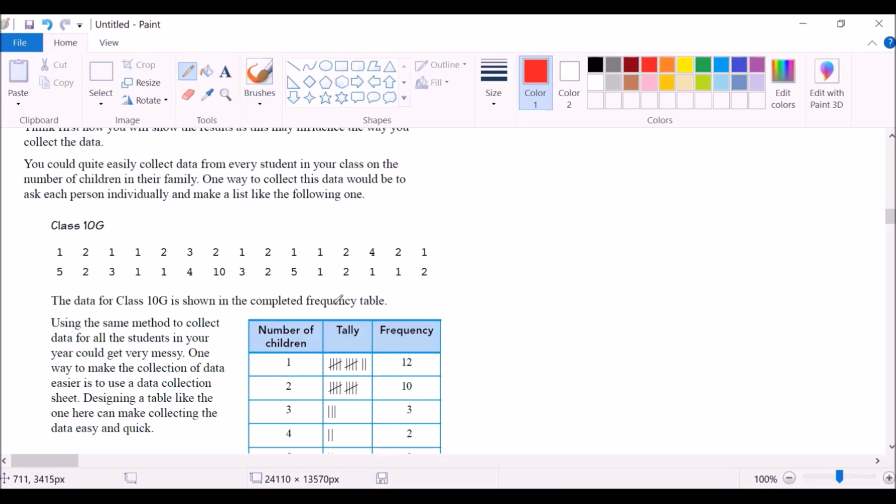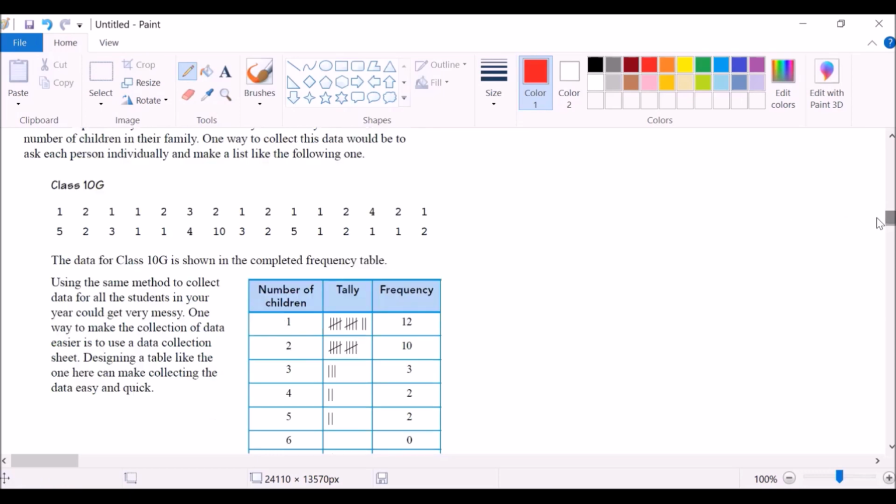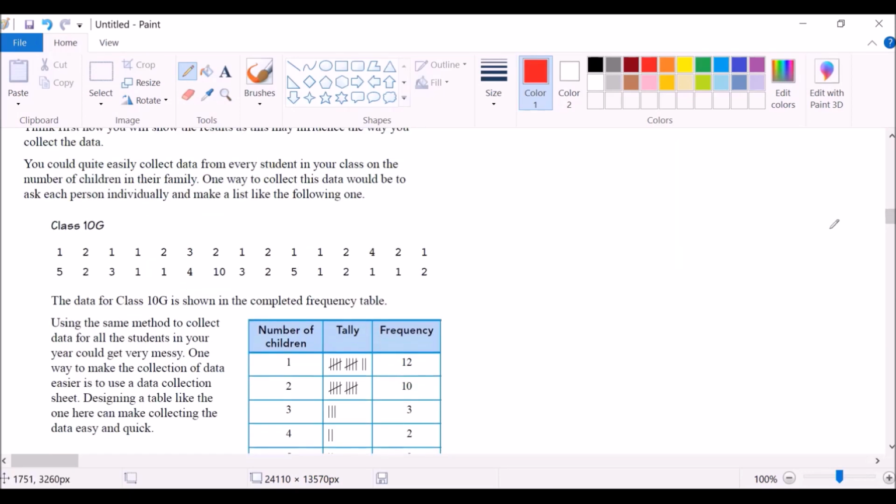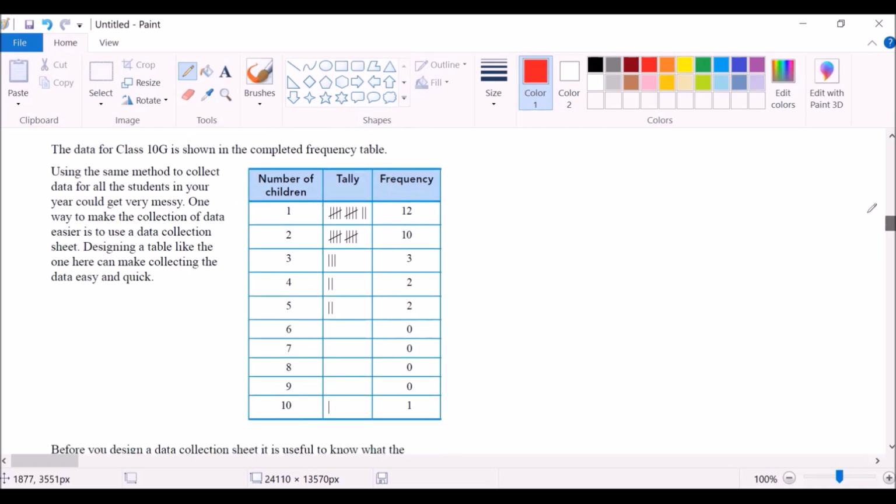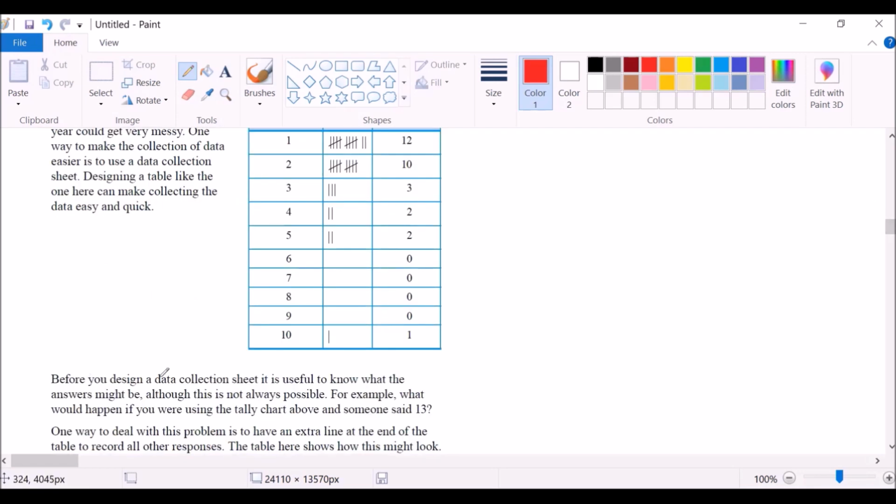Summarize the data in a frequency table. So all this data can be summarized like this. Before designing a data collection sheet, it is useful to know what the answer might be, although this is not always possible. For example, what would happen if you were using the tally chart above and someone said there are 13 members in their family?